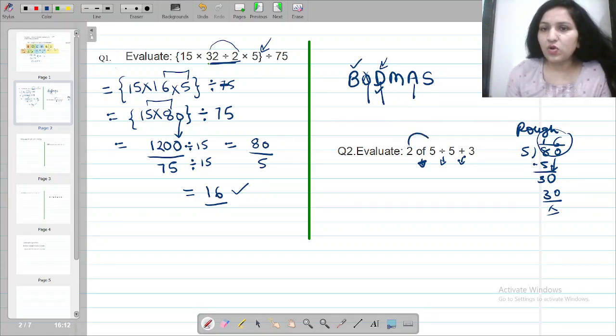So first of all, solve this one. 2 of 5 is how much? That is 2 multiplied by 5. I'll just write it directly. 2 multiplied by 5, it is 10. Divided by 5 plus 3.